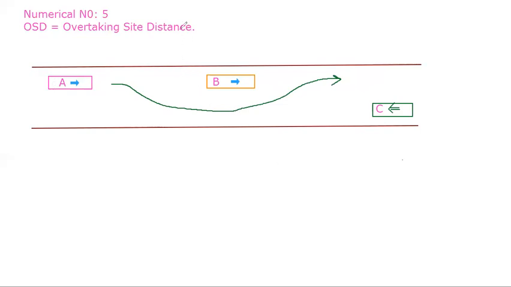Now there is a safe distance S. That safe distance should be between these two vehicles, ahead and at the back side. So there will be a distance S. Now this S distance is to be taken into consideration.